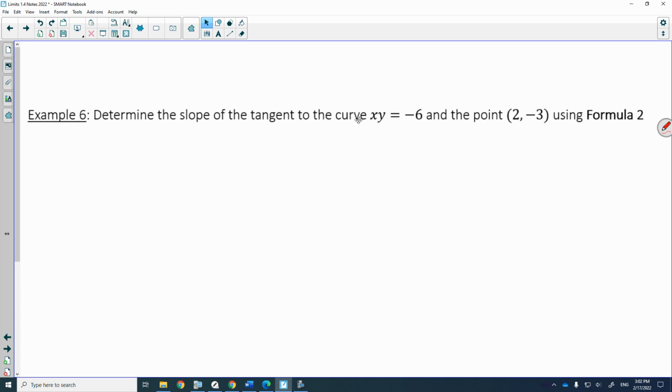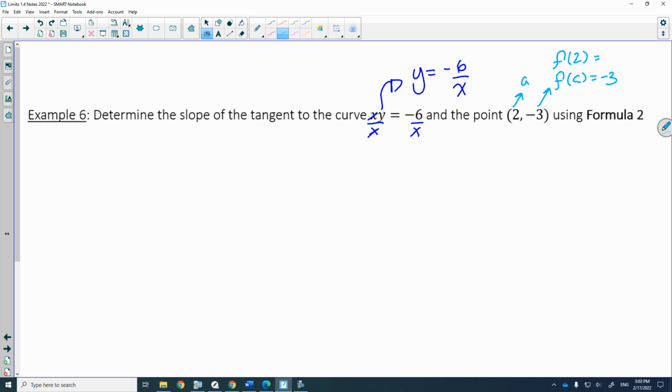So first of all, I don't even know what my curve is. I need to get the equation of my curve. So I'm going to divide x and divide x. And the curve is going to be y is equal to negative 6 over x. So it's going to be irrational. From here, I know that 2 is my a value, negative 3 is my f of a. So again, f of 2 is equal to negative 3.